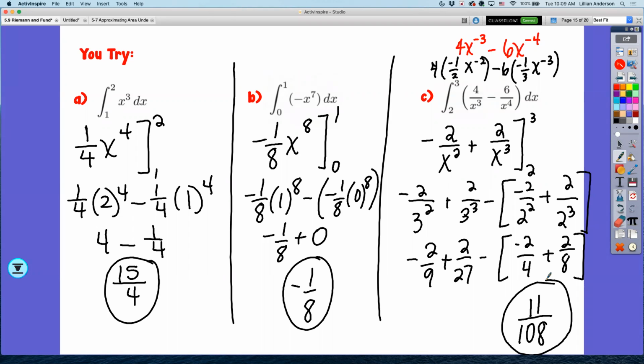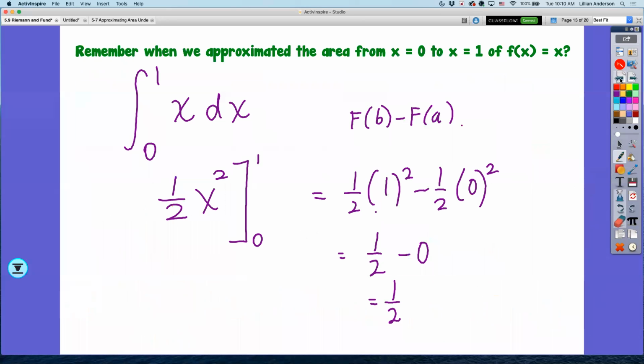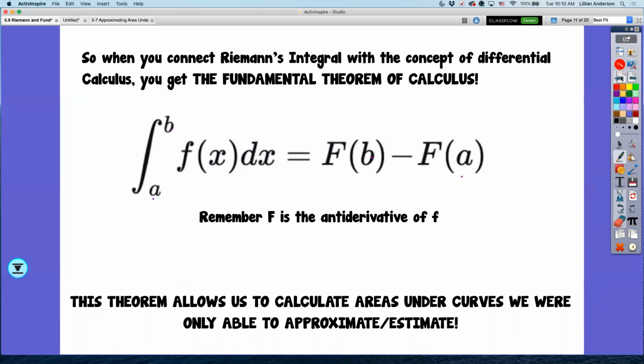But remember, to do the fundamental theorem of calculus, you take the antiderivative. You plug in which bound first? The upper one, the top bound. Then you plug in the lower bound. And what do you do to those two values? You subtract them. That is the fundamental theorem of calculus. That is how you find the exact area underneath the curve.